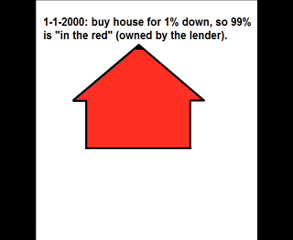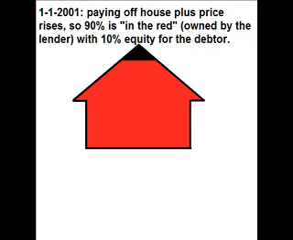Right here, it's like the beginning of 2000. Somebody buys a house for 1% down. I don't know, whatever. Let's say $1,000 down. 99% is in the red. 99% is owned by the lender, by the creditor, by the financing institution.